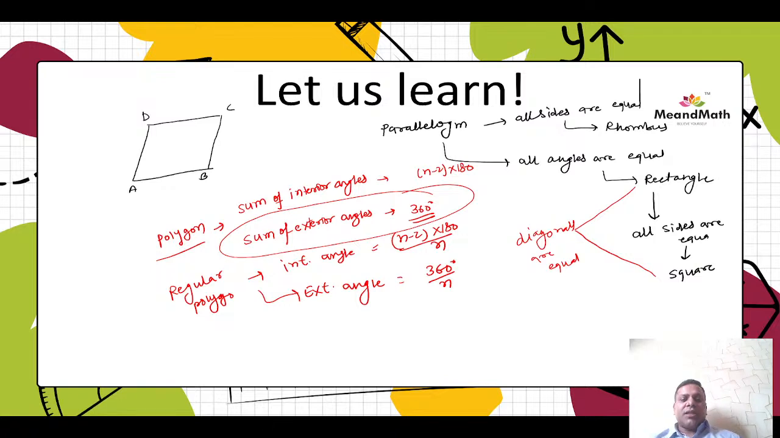Next we are talking about polygon. Polygon, sum of interior angles is n minus 2 into 180. Sum of exterior angles is always 360 degrees. If you want to find one interior angle and exterior angle in a regular polygon, then you can find also: n minus 2 into 180 upon n is the interior angle, and 360 upon n is the exterior.